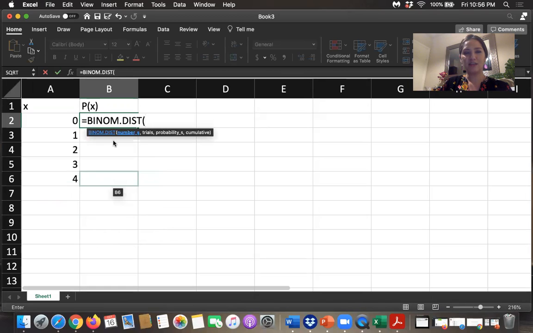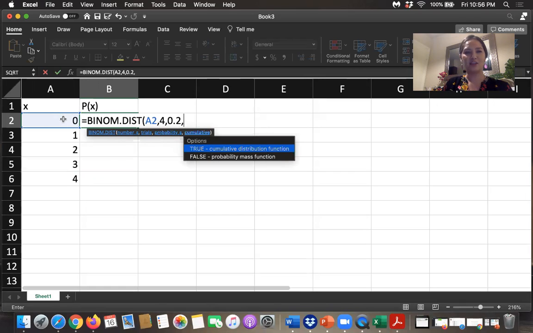And then if you read the fine print, it says that that first entry should be X number of successes. So I'll highlight my X value over here. We've got 4 trials, so that's what they're asking for next. And then they want the probability of success in 1 trial. Remember, the options were A, B, C, D, and E, and only one of them was correct. So we have a 1 in 5 chance of correctly guessing the correct answer.